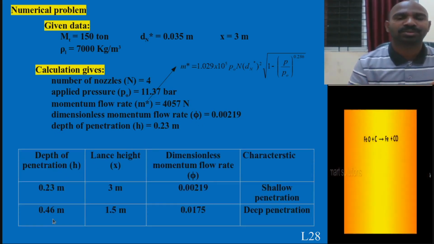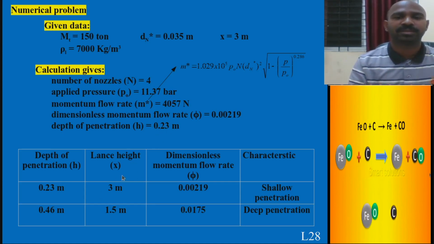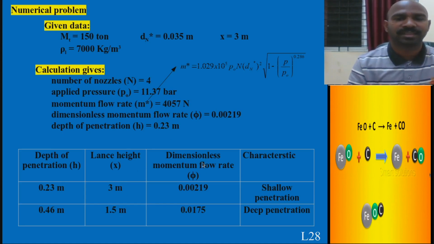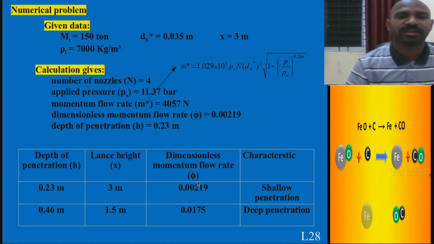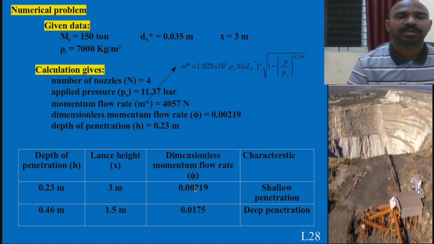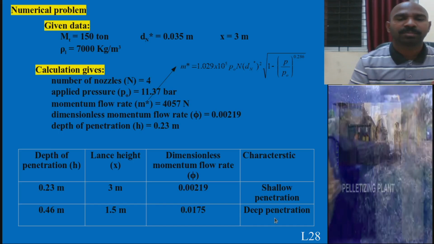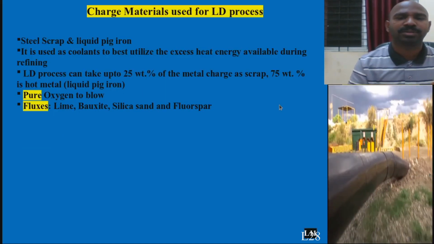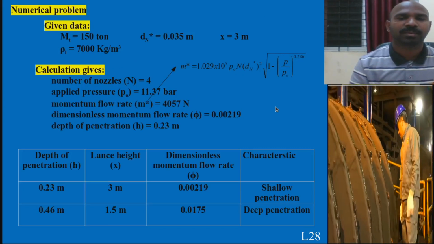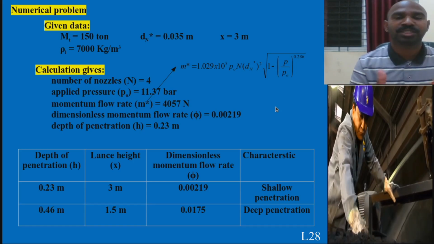For example, if the depth of penetration H is 0.23 meter, the lance height X is 3 meter, and the dimensionless momentum flow rate value is 0.00219, then the characteristic behavior of the oxygen jet is assumed to be shallow penetration. The other situation is called deep penetration. So please try to notice all these parameters and try to characterize these oxygen jet values.